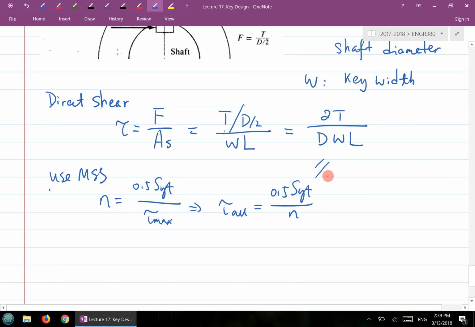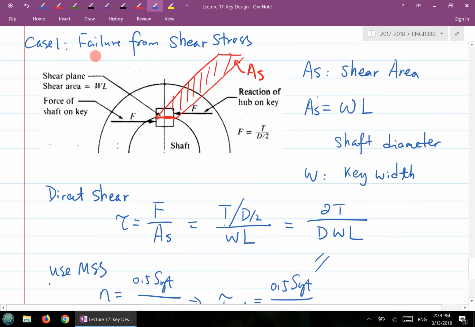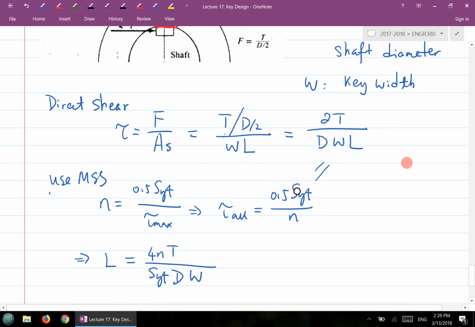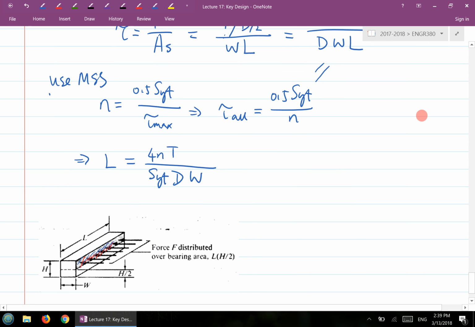And then solve for L. We get L equals 4 times N times T over SYT times D times W. That's the calculation of the minimum value for the key length when we rely on the shear stress failure scenario. It depends on the safety factor, the torque, the shaft diameter, the width of the key, and the material of the key. So let's take a look at the second case here, and then we'll look at an example.